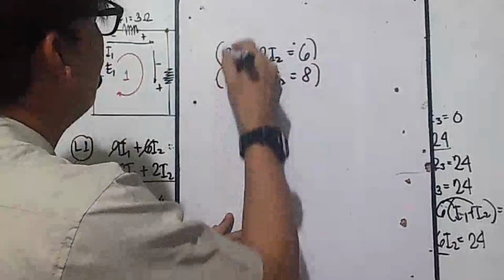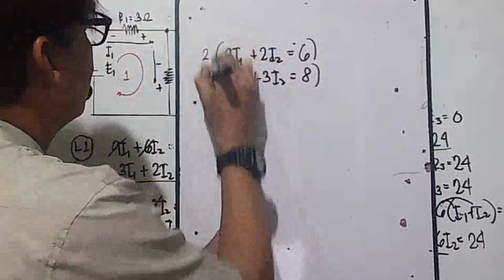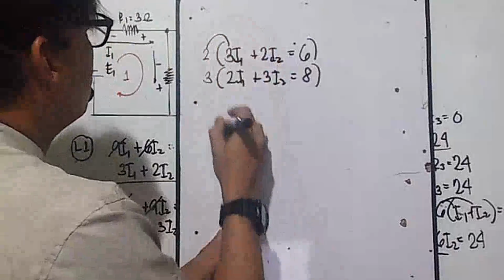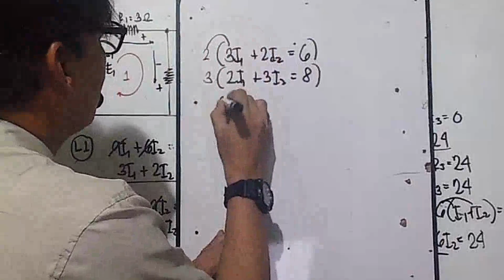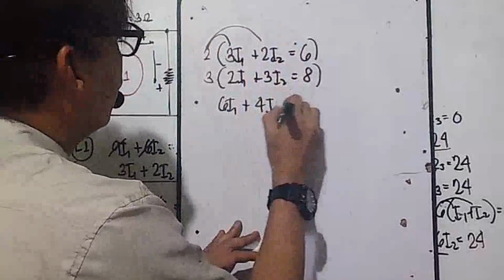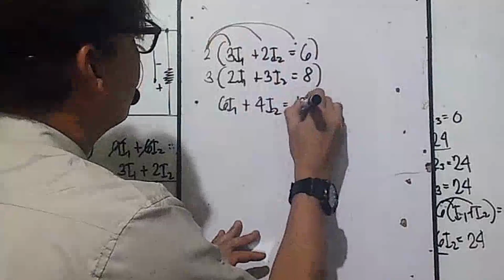So, para magpareho sila, magawin natin silang 6. Okay, so we multiply 2 here and 3 here. Okay, so we distribute, we get 6I1 plus 4I2, then here, okay, is equal to 12.